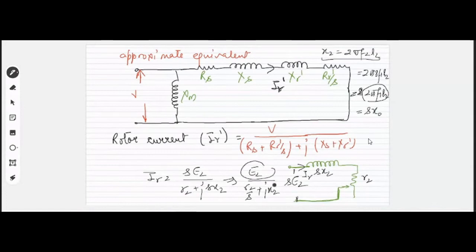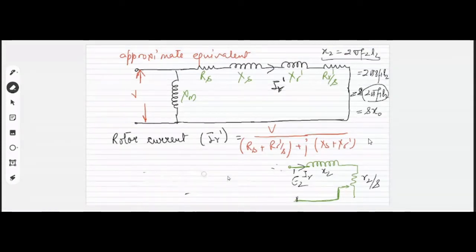So we use this formulation instead of this one, and instead of S E2 we write E2, and then there will be a current flow. This IR will be the same if we consider this circuit instead, with IR flowing through X2 and R2 by S. So this is the equivalent circuit for the rotor, the rotor equivalent circuit.